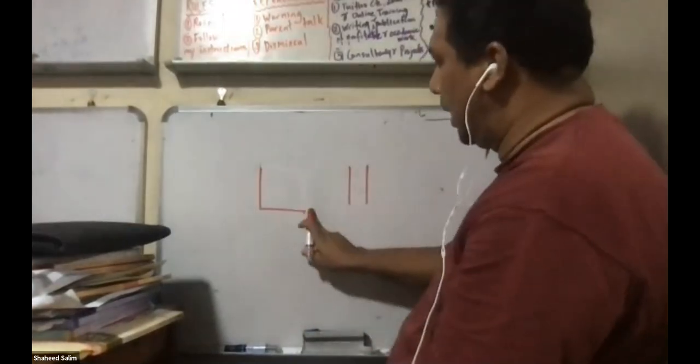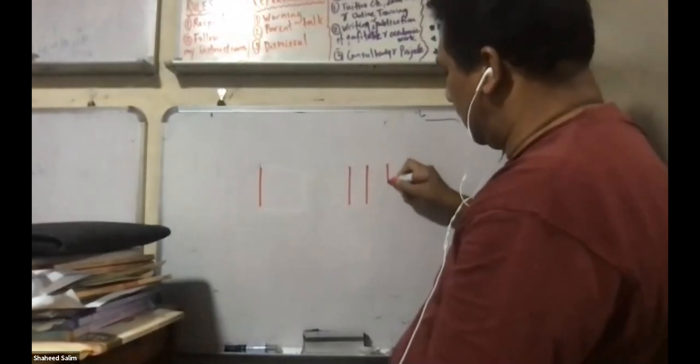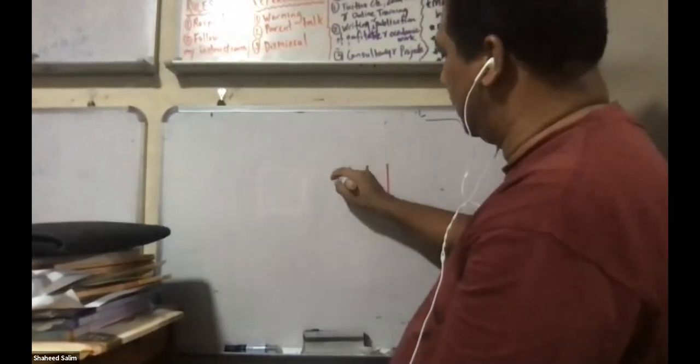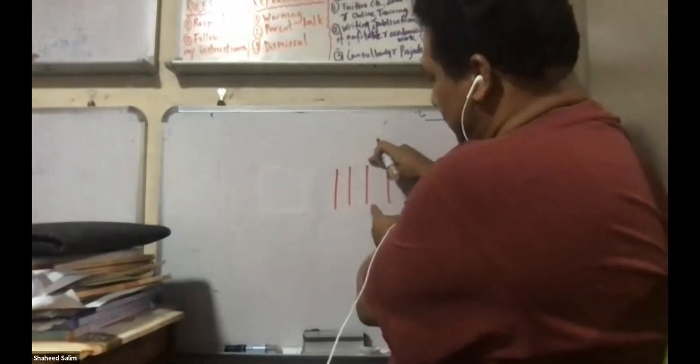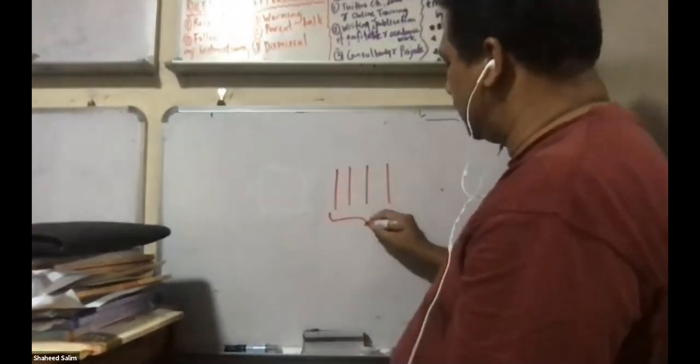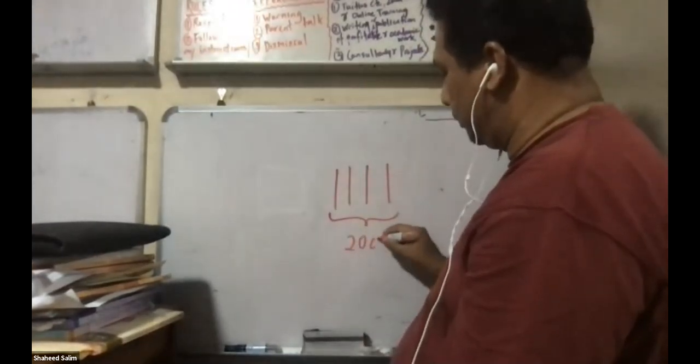2. I remove this one. 3. And the last one, 4. I write it here. These are 4 lengths. The 4 lengths is equal to 20 cm.